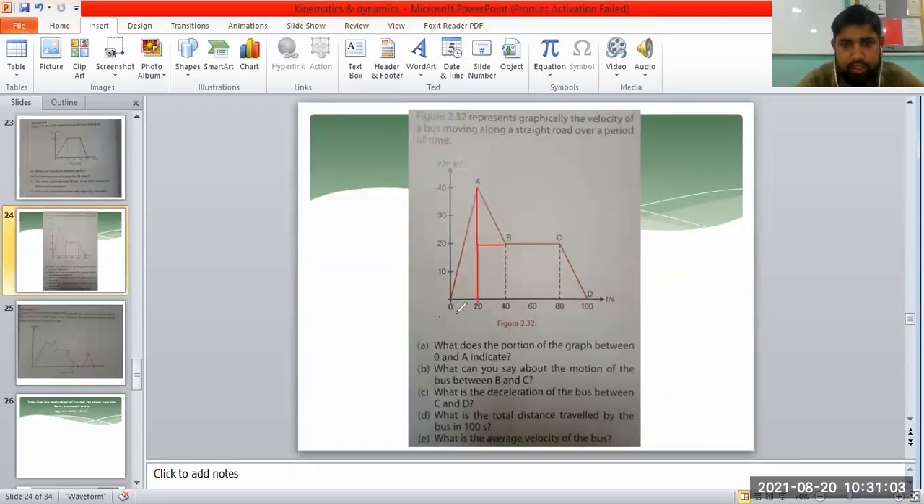So find out the area under this triangle OA, area under this part of the graph AB, that will be a triangle. Then we have a rectangle, then we have another rectangle beneath BC, and then we have another triangle beneath CD. So finding all the areas and adding those areas will give you the distance covered by this bus in 100 seconds. Then you can calculate the average velocity. So you need to solve this question as well, and you can share the answers in the group to verify that.